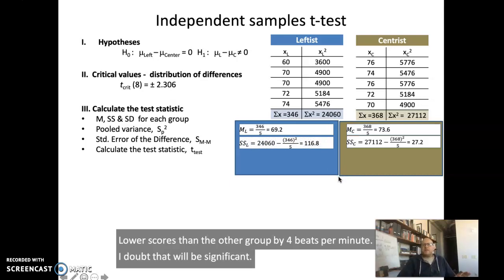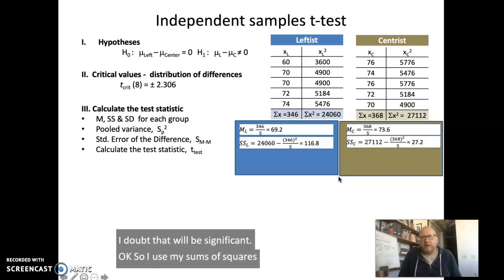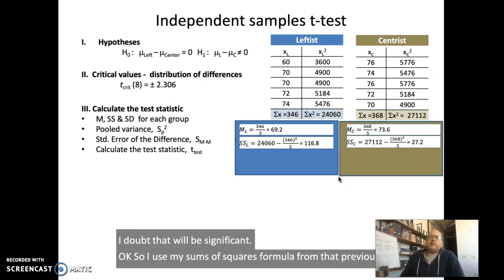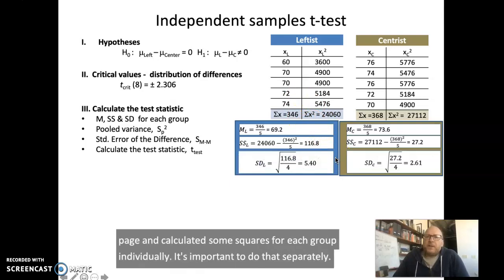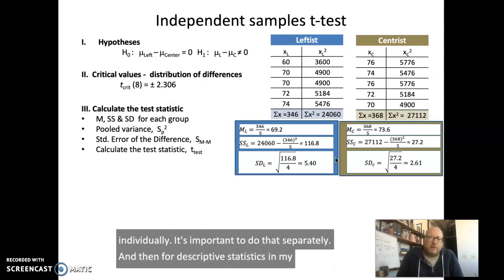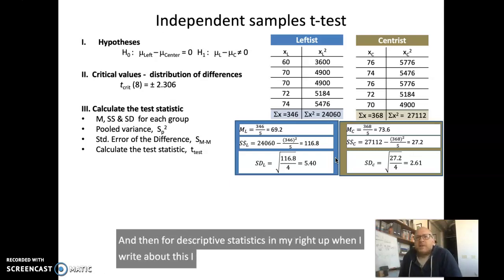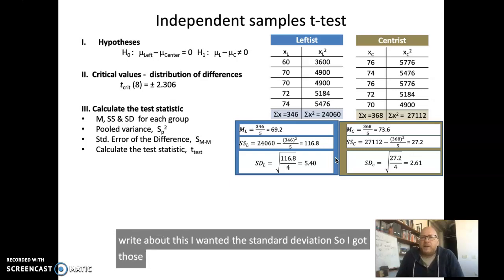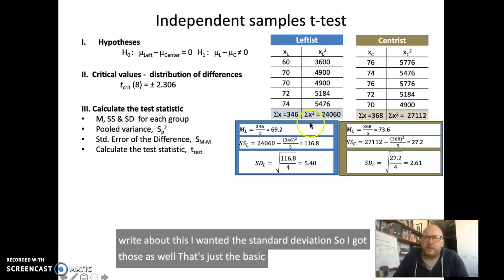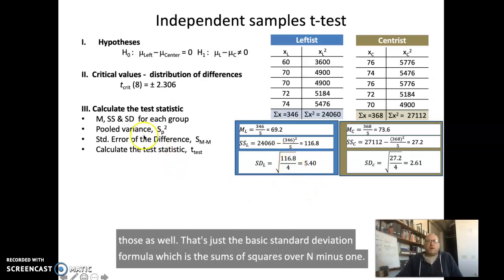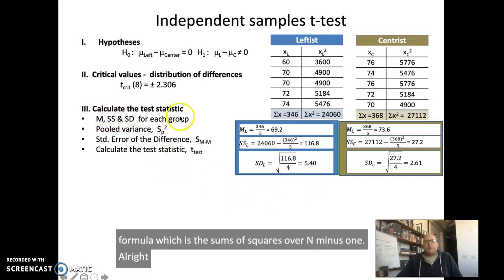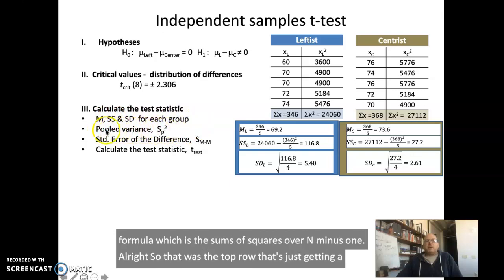Okay, so I used my sums of squares formula from that previous page and calculated the sum of squares for each group individually. It's important to do that separately. And then for descriptive statistics in my write-up, when I write about this, I wanted the standard deviations, so I got those as well. It's just the basic standard deviation formula, which is the sums of squares over n minus 1. All right, so that was the top row. That's just getting us set up.